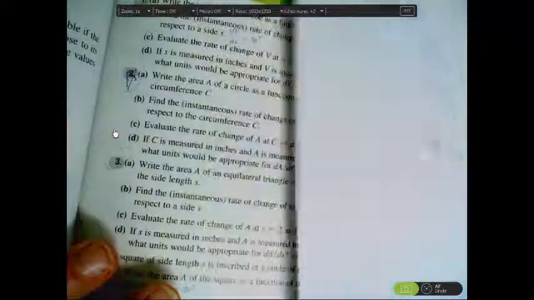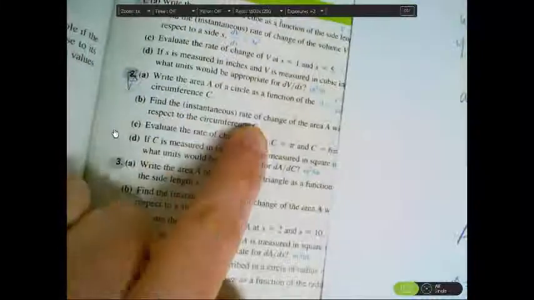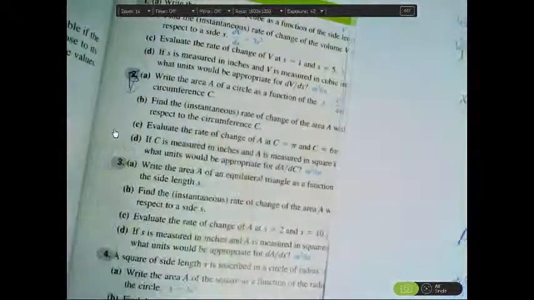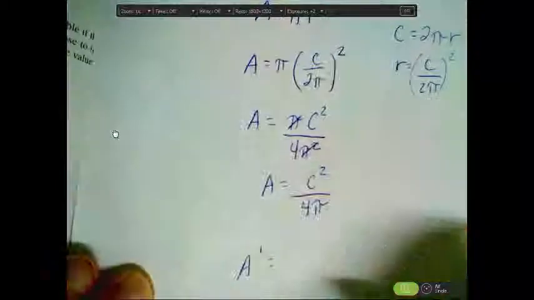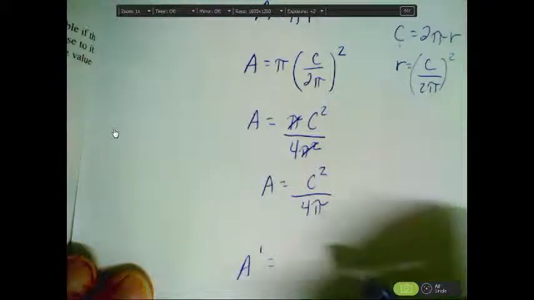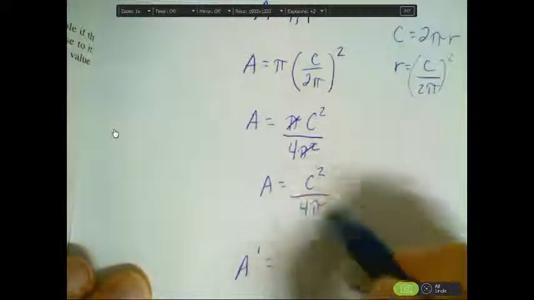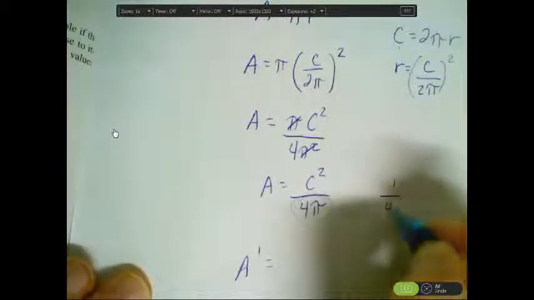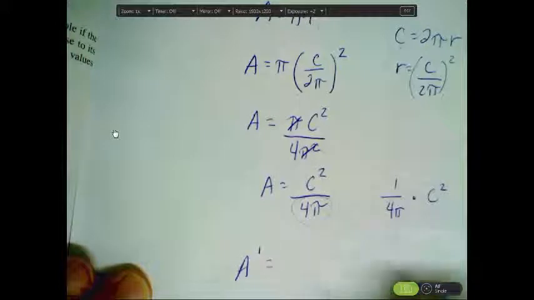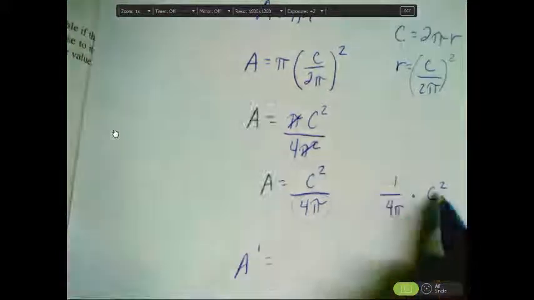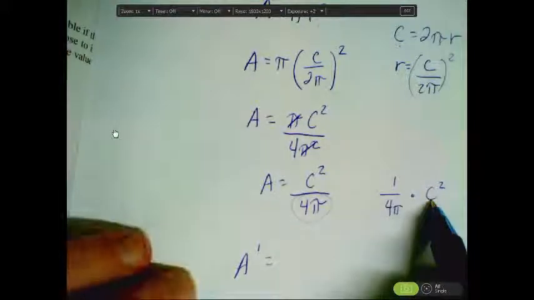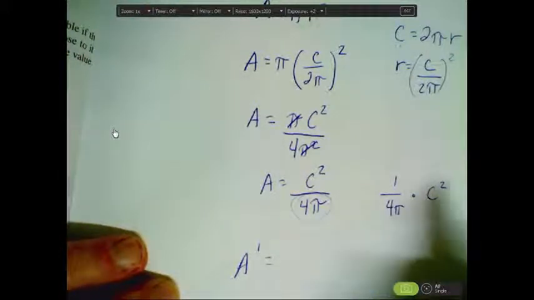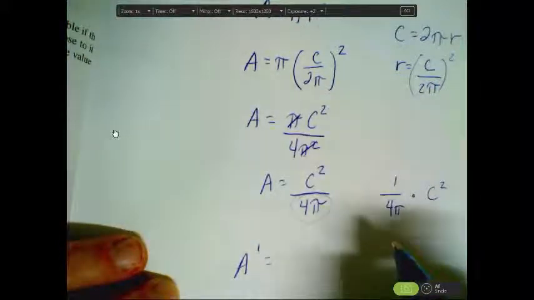Now the next question says, find the instantaneous rate of change of the area with respect to the circumference. And hopefully you remember instantaneous rate of change is the derivative. So I want A prime, and I kind of have to do the quotient rule, but if you think about it, this is a constant. So I'm really saying 1 over 4 pi times c squared. And we know that when there's a constant, the derivative is the constant times the derivative of the function. But I'm just going to do product or quotient rule to review it with you.